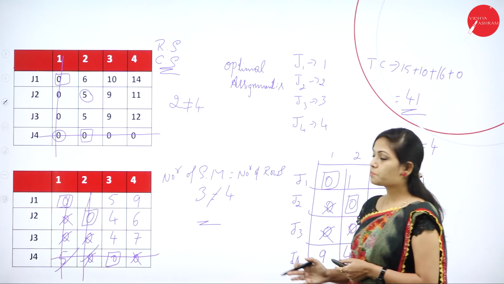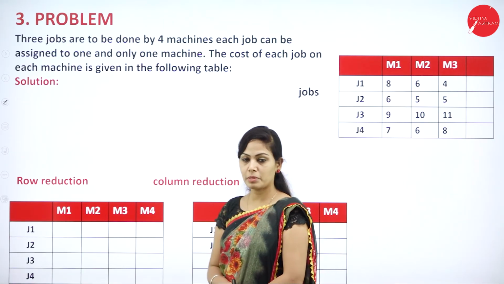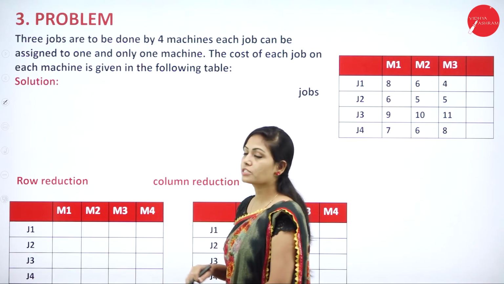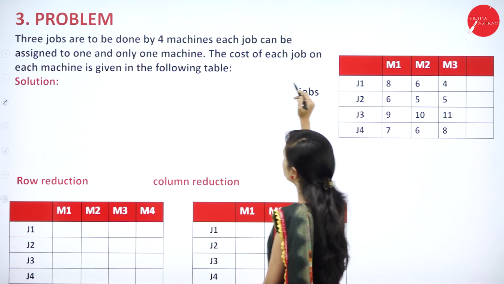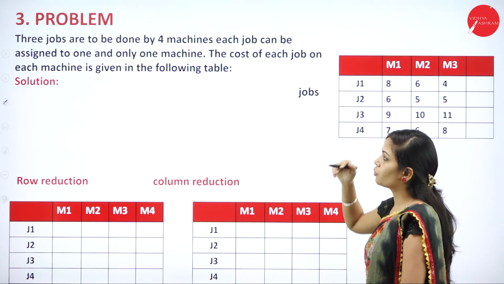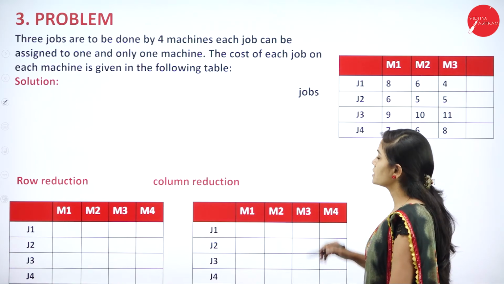And the last problem in Hungarian method. So this is your last problem in Hungarian method. Please practice all the problems. 3 jobs are to be done by 4 machines. Each job can be assigned to one and only one machine. The cost of each job on each machine is given in the table.